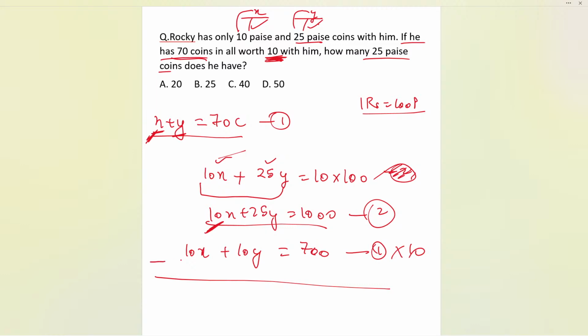If you multiply by minus, the sign of each number will change. This will become 0. 25 minus 10 is 15y. And 1000 minus 700 will be 300 over here. And what is the value of y? 300 by 15. We are getting 20 as the answer. So we need the 25 paise coins, and 25 paise is y only, and that is 20 we are getting. So B is the answer we all are getting. And I appreciate everybody that you all answered.